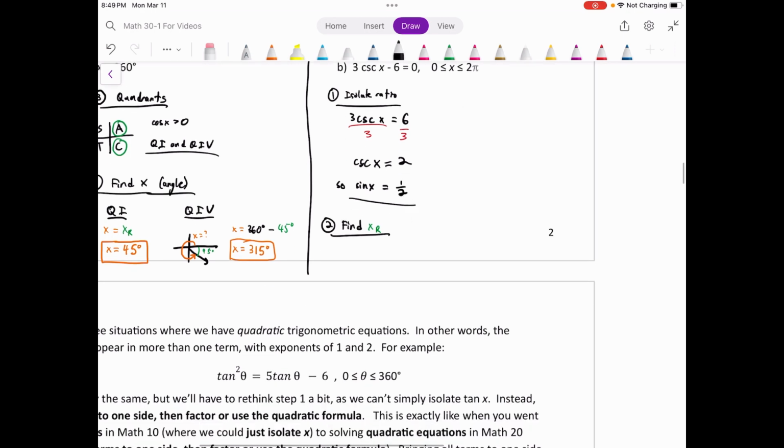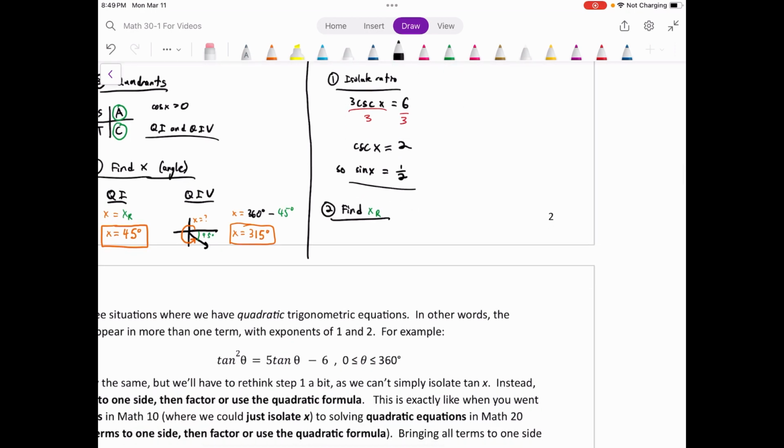Well, that sounds like a special triangle, maybe, right? 1s, 2s, root 3s, root 2s. Those are the things that we're on the lookout for to be able to use our special angles. So thinking about this, what angle, if this is our reference angle, would have an opposite of 1 and a hypotenuse of 2? Oh, do you know what goes here? This is the 1, 2, root 3 triangle. Opposite is 1, hypotenuse is 2. So what angle is this if it's next to our root 3?